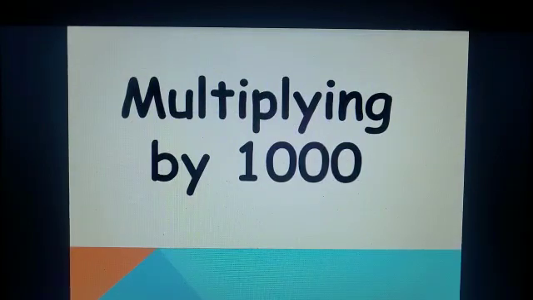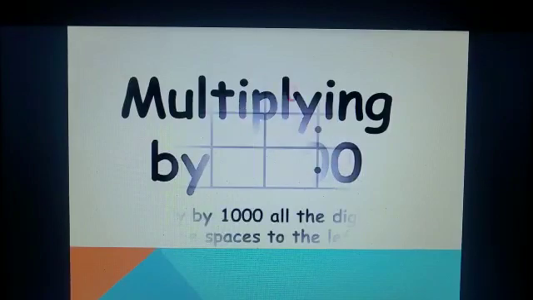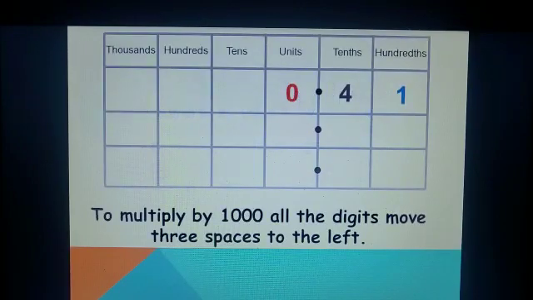We're going to use the same technique when we multiply by 1000, but this time I'm going to move my digits 3 spaces. There's 3 zeros in the number 1000. Let's have a look at this one. What is 0.41 multiplied by 1000? So let's move all my digits 3 spaces to the left. My units will move to the thousands, my tenths to the hundreds, and my hundredths to the tens, and I add a placeholder in the units. Now the 0 in the thousands column has no impact on my answer, so I can just get rid of it to give me the answer of 410.